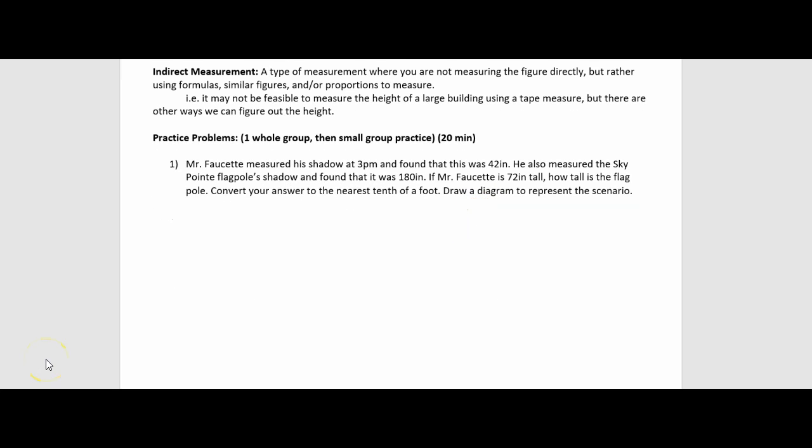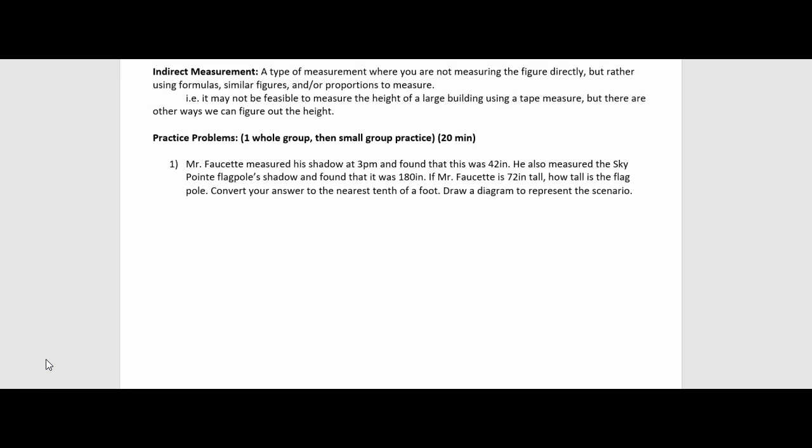All right, so it says Mr. Fawcett measured his shadow at 3 p.m. and found that it was 42 inches. He also measured the Sky Point flagpole shadow and found that it was 180 inches. If Mr. Fawcett is 72 inches tall, how tall is the flagpole? Convert your answer to the nearest tenth of a foot and draw a diagram to represent the scenario.